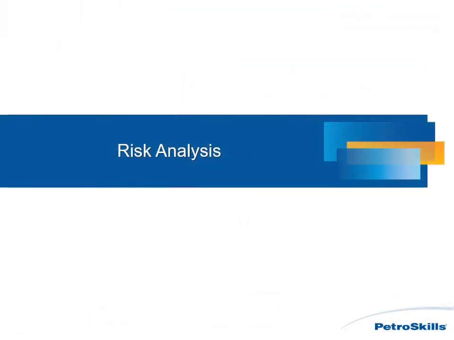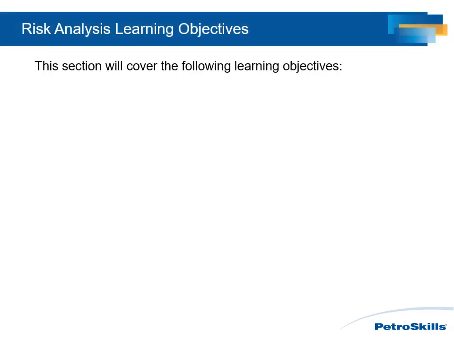The first section concerns risk analysis. This section builds on the work done in the corresponding core module. We will refer to some of the principles discussed earlier, but will not repeat that work. There are 4 learning objectives in this section.